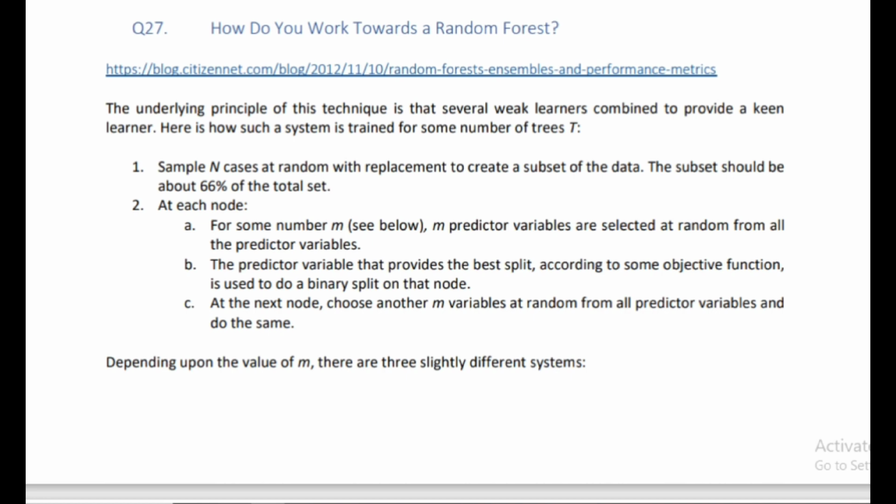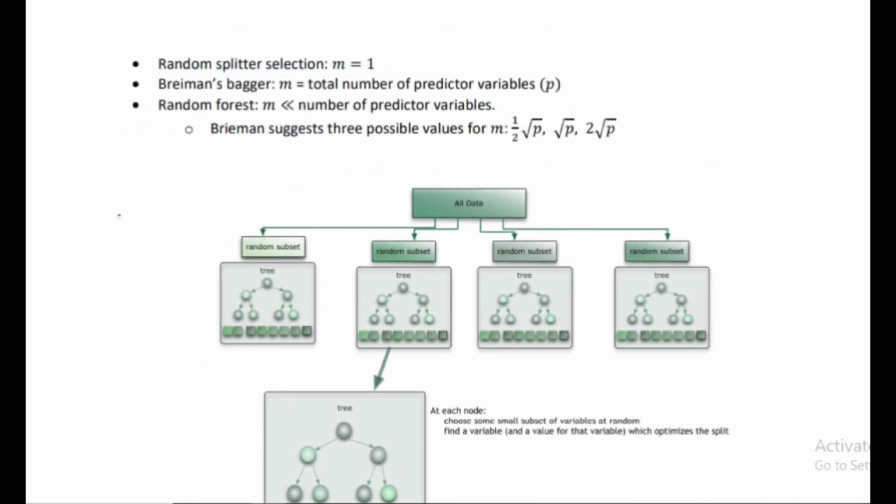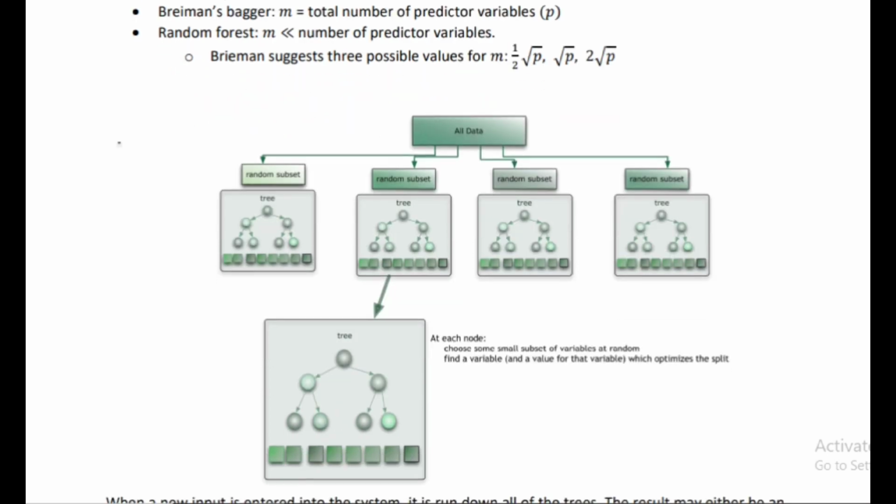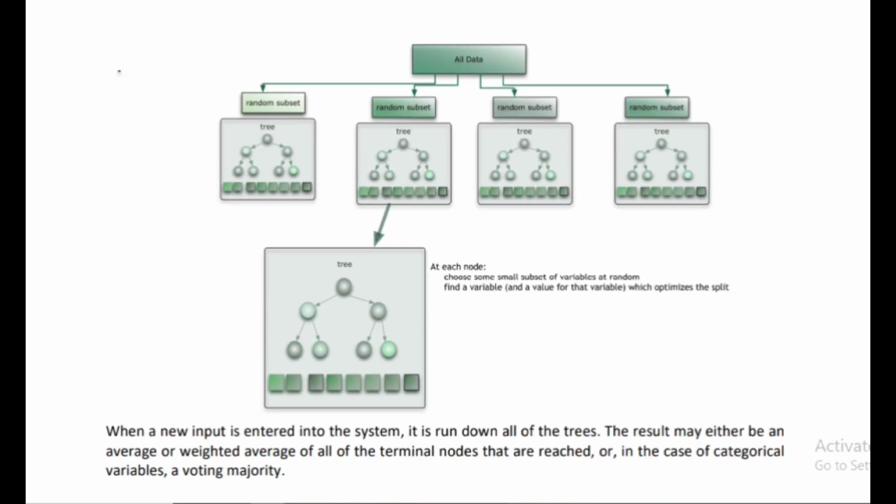Depending upon the value of m, there are 3 slightly different systems. Random splitter selection, m is equal to 1. Breiman's Bagger, m is equal to the total number of predictor variables p. Random forest, m number of predictor variables, where m is smaller than the number of predictor variables.